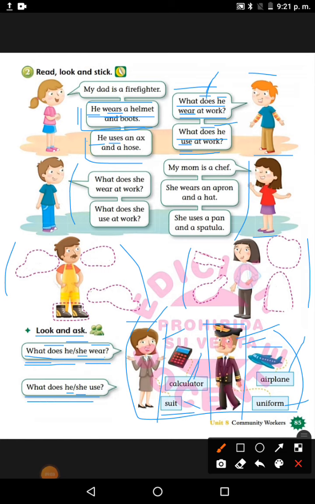What does he use? He uses an airplane, okay?